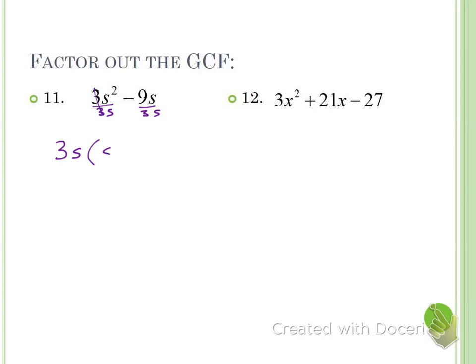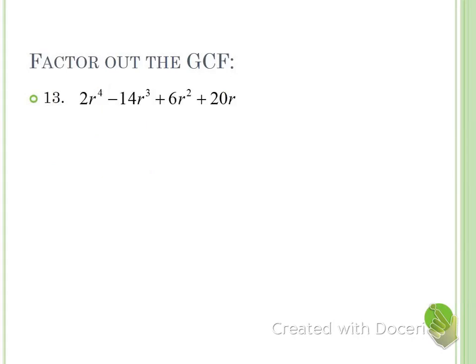That'll give you 1. This will give you s. Minus 9 divided by 3 is 3. S divided by s is s. And so s minus 3. So it's almost like you're taking one s out of each term in what you're going to have left over when you do that. Okay?